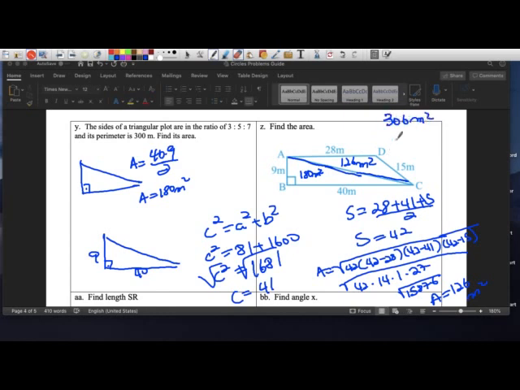So there's quite a lot of things you had to do. Well, you had to use the formula for the area of a triangle given the height. You have to use the Pythagorean Theorem, and you have to use Heron's formula. So this was a nice problem.